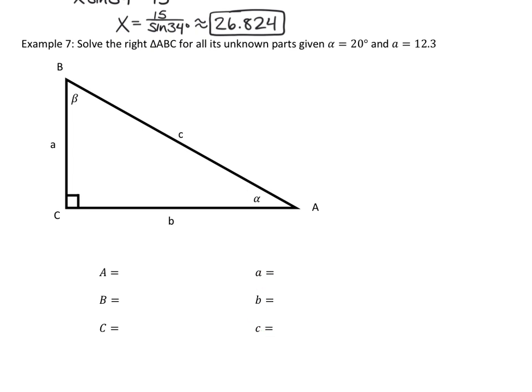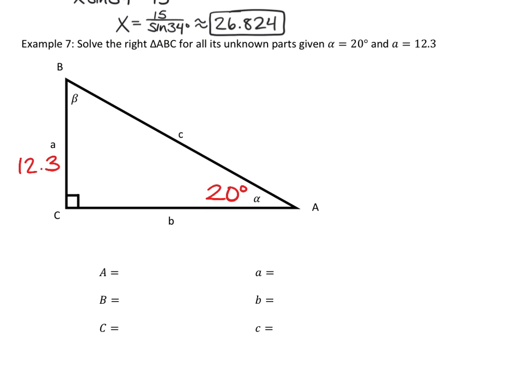So working either by yourself or with some people around you, I want to see how many parts of this triangle you can find if I give you this information. The information is that alpha is 20 degrees and little a is 12.3. With those two pieces of information, you should be able to find literally everything else, which is wild. I'm going to give you some time.